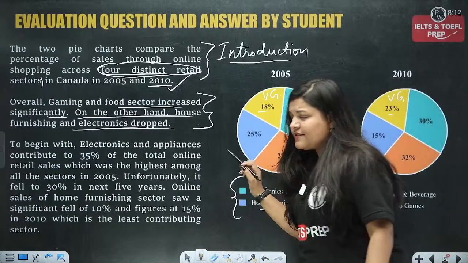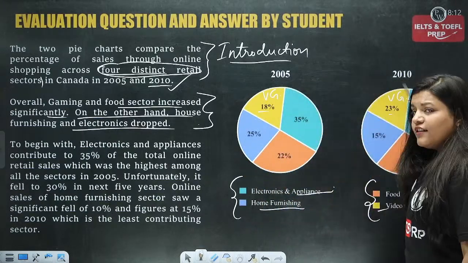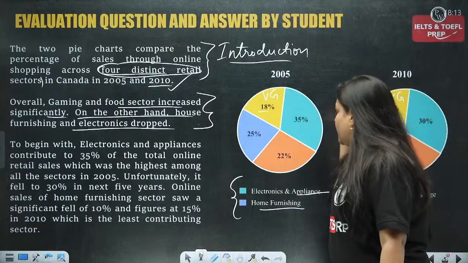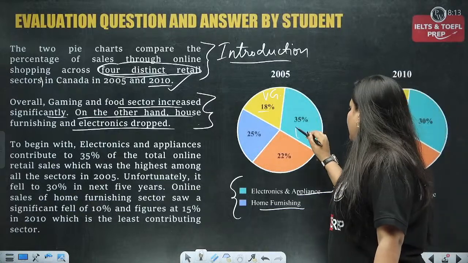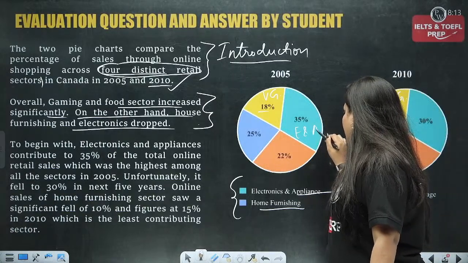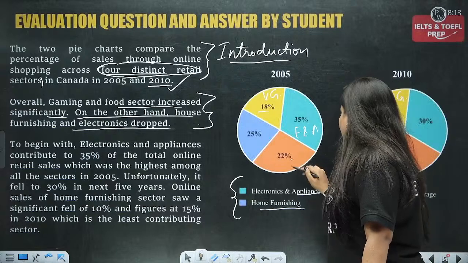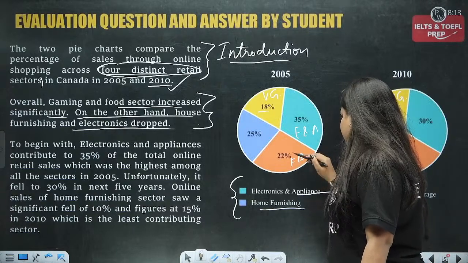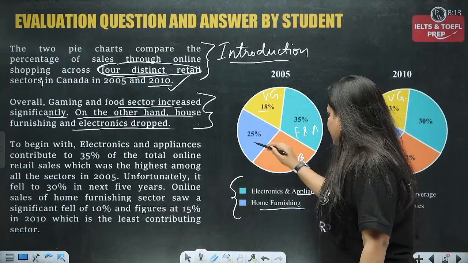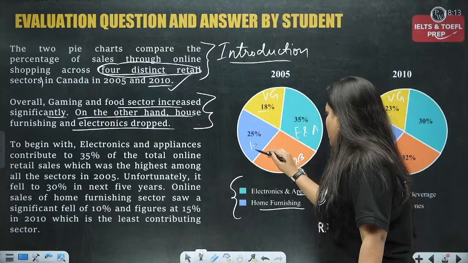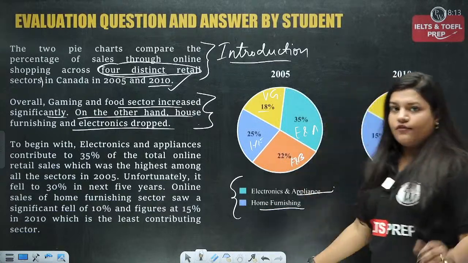Let's first understand which category is which. This is video games. This is electronics and appliances. This orange one is food and beverage. And this is home furnishing. Fine, I got it.